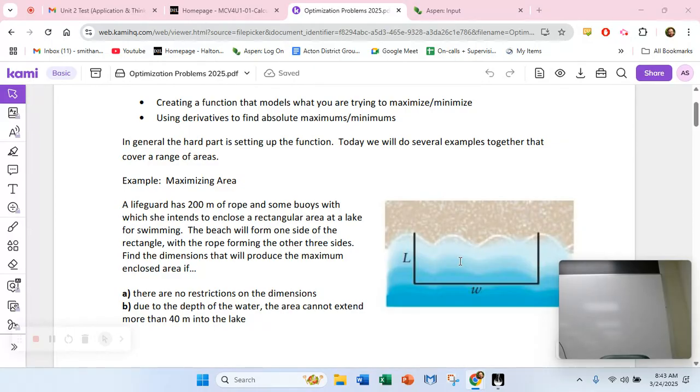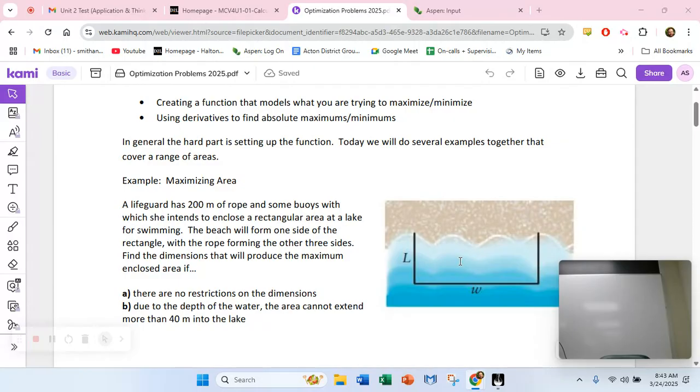So you could make a swimming area where this width here is a lot longer than how far out in the water you go. Or you can go really far out in the water and have a small width. Or maybe you can make a square. Who knows what the biggest area is? We're going to find it.